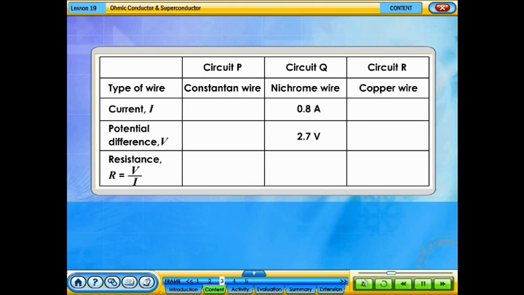The ammeter reading is 0.8 ampere, and the voltmeter reading is 2.7 volts. Resistance R is equal to potential difference divided by current. The resistance of the nichrome wire in circuit Q is 3.38 ohms.